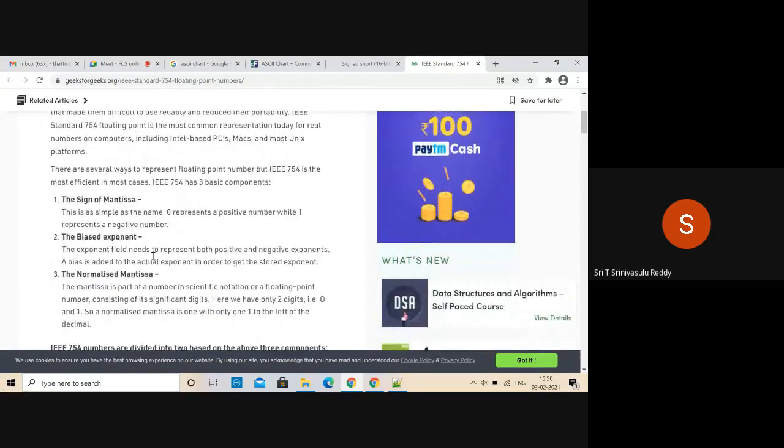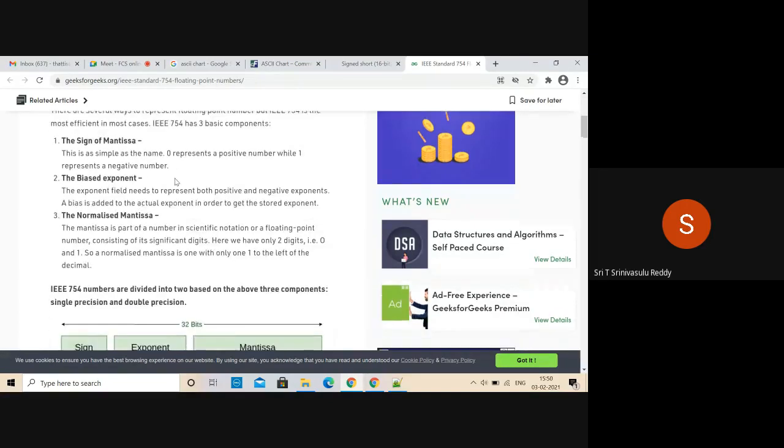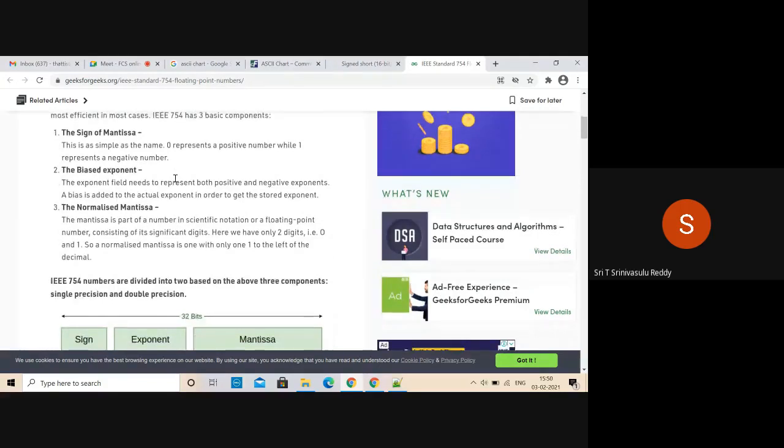So let us see what this is. There are several ways to represent floating point numbers, but this is the most efficient and the most commonly used. Remember, this is common across all the languages. It has nothing to do with Java. The same notation is used even in C language, C++. Internally, all your real numbers are stored in this particular form.